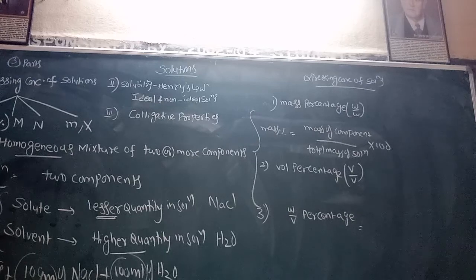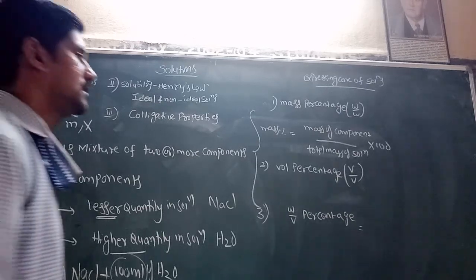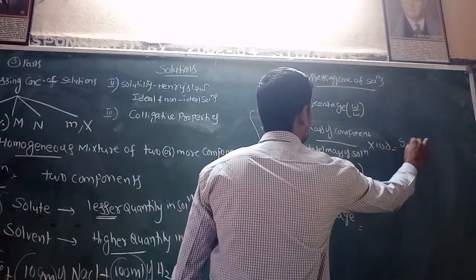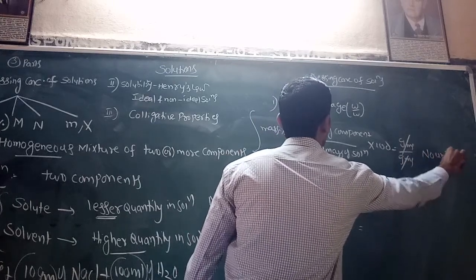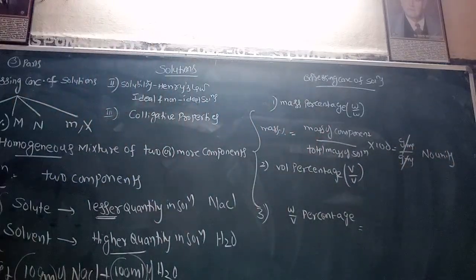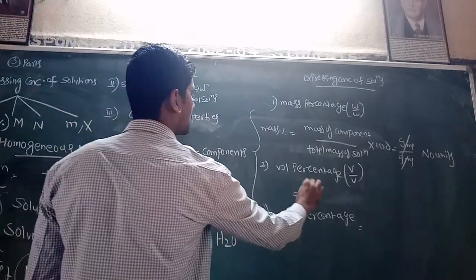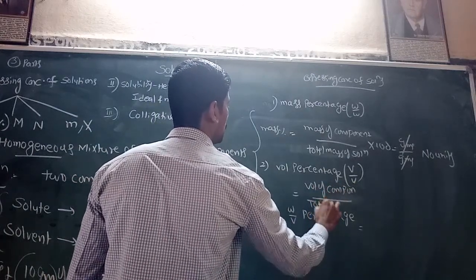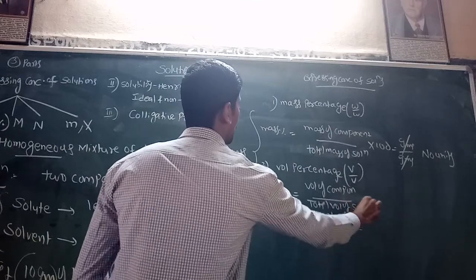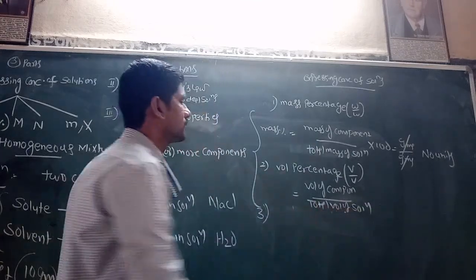What are the units? Both numerator and denominator are masses, and mass is always expressed in grams. So grams by grams cancel, and mass percentage has no units. Similarly, volume percentage: both numerator and denominator are expressed in terms of volume. The definition of volume percentage is very similar to mass percentage: volume of one component by total volume of solution into 100.